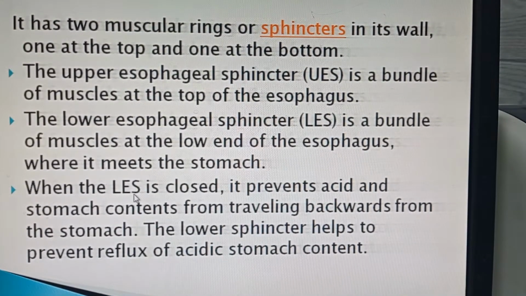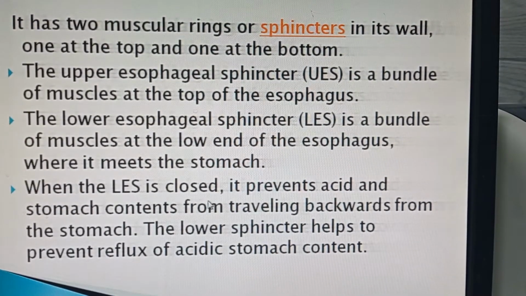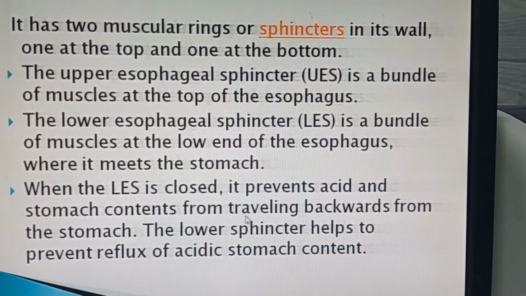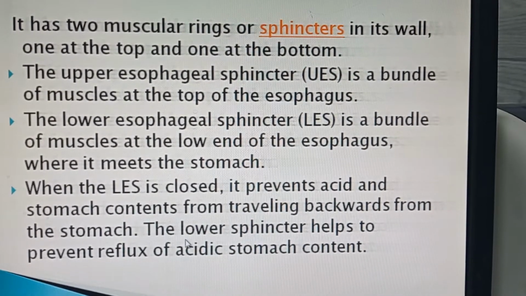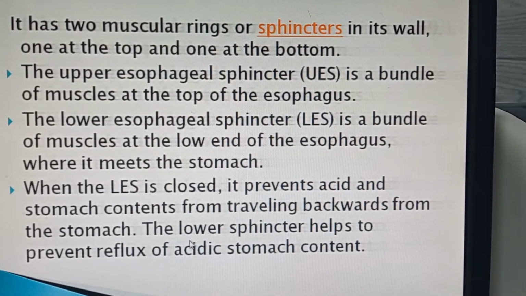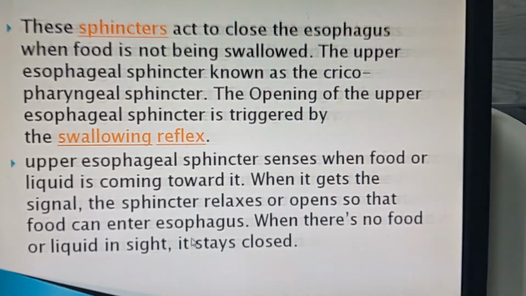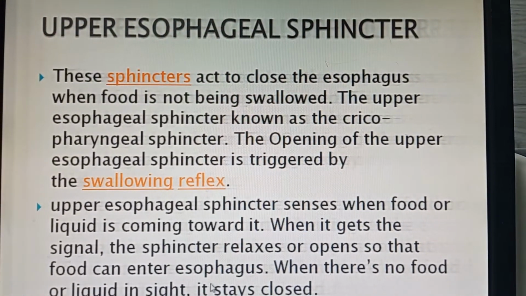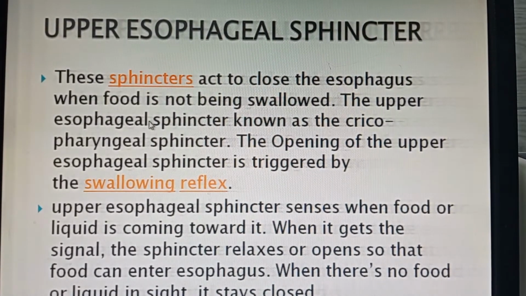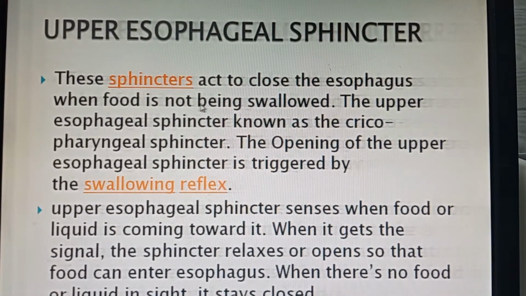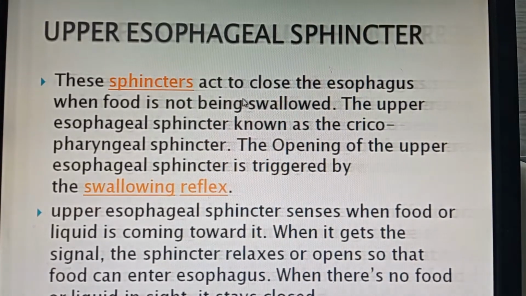When the lower esophageal sphincter is closed, it prevents the acidic contents or the stomach contents from traveling backward from the stomach into the esophagus. The lower sphincter helps to prevent reflux of acidic stomach content. Upper esophageal sphincter. The upper and lower sphincters act to close the esophagus when food is not being swallowed.